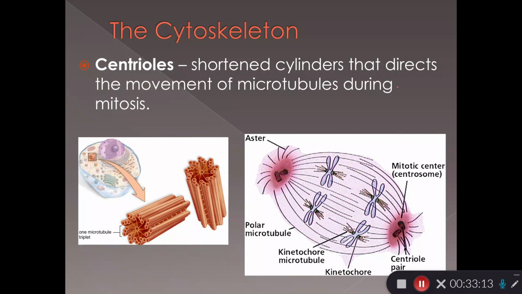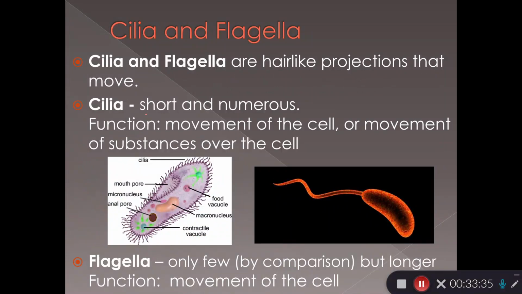Okay, centrioles, when we talk about cells dividing, the centrioles make spindle fibers that move the chromosomes around. They're shortened cylinders that direct the movement of microtubules during mitosis. These are for movement. All of these are moving chromosomes inside the cell. Of course, cilia and flagella are hair-like projections. Highlight, cilia are short and numerous. Flagella are long and they spin like the propeller of a boat. There's only usually a few flagella in comparison to the cilia.